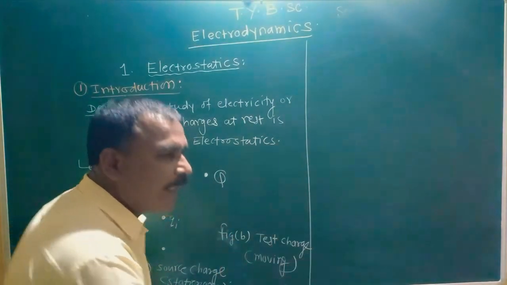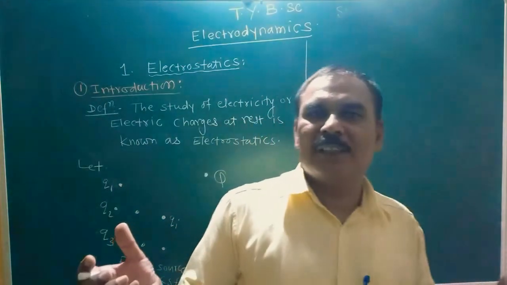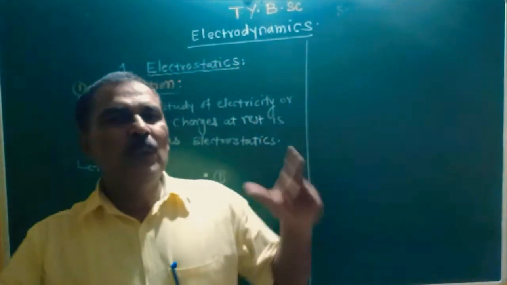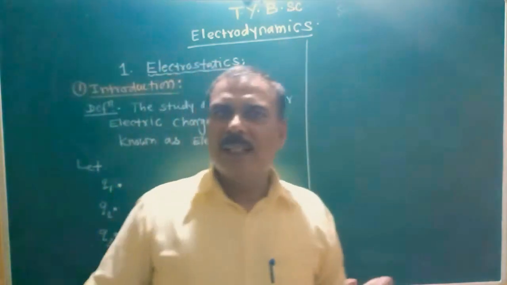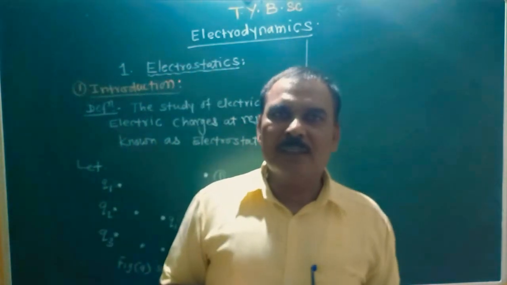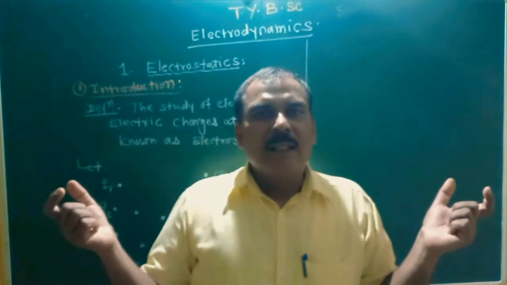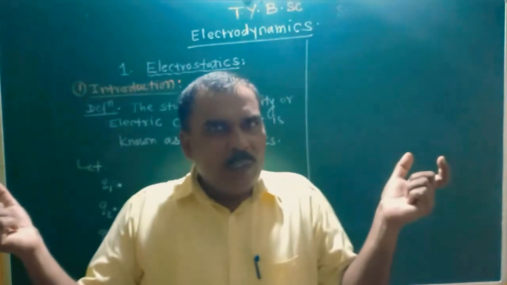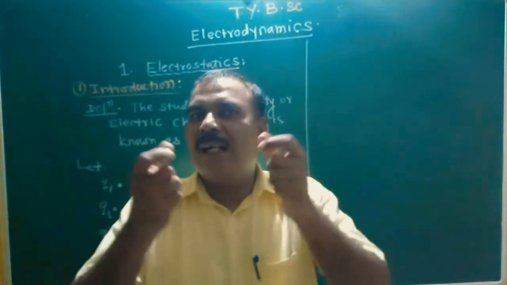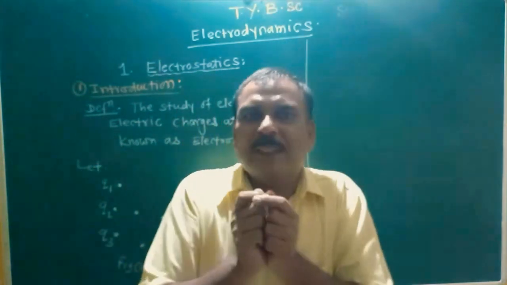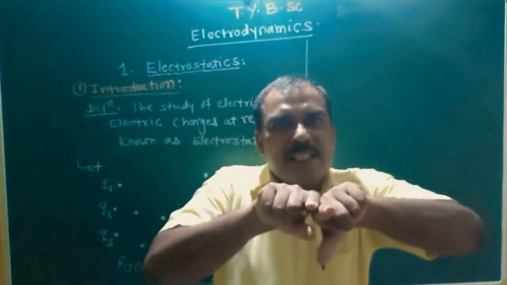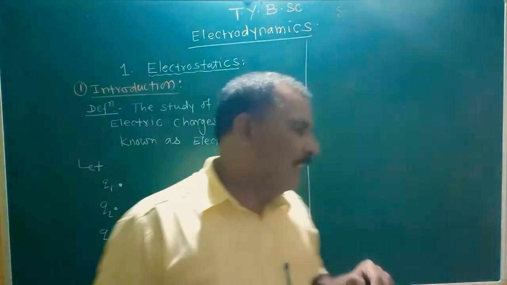We know the property of a charge. When we have two charges, one a positive charge and another a negative charge, what will happen? When two unlike charges come together, they are attracted toward each other, and like charges are repelled from each other.